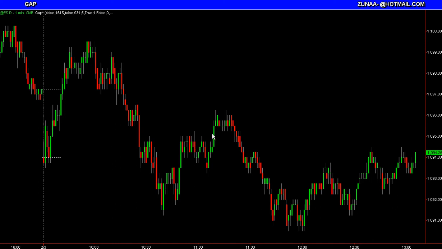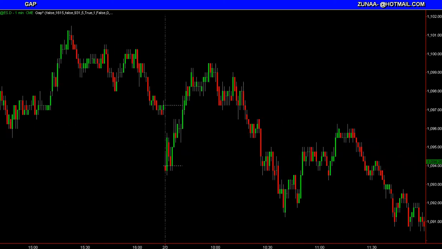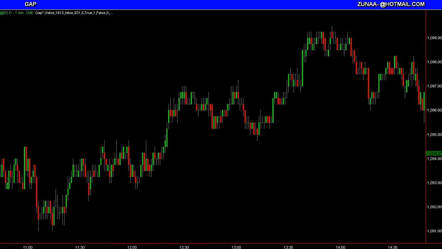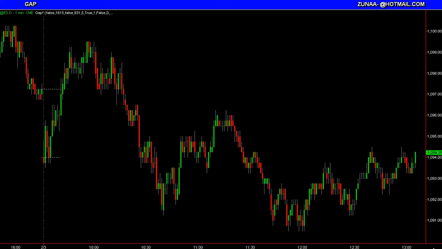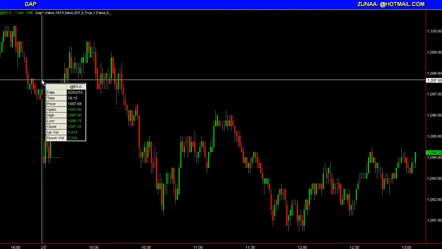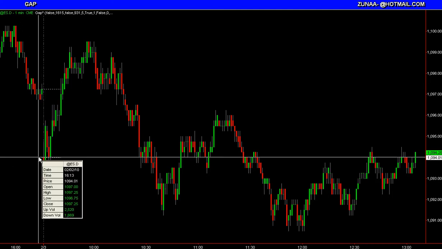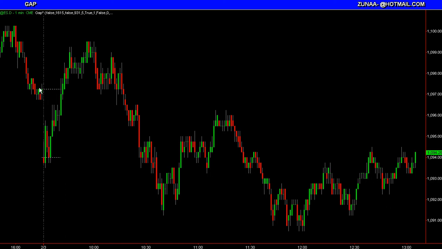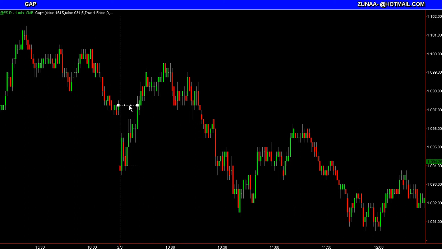Hello, Kay with Zuna. Gaps, normal gaps, which are defined as the difference between where price closed yesterday and the open today. That would be a normal gap, or referred to as a gap. This indicator will show the gaps. It just plots a trend line from yesterday's close to today's open, showing you the gap.